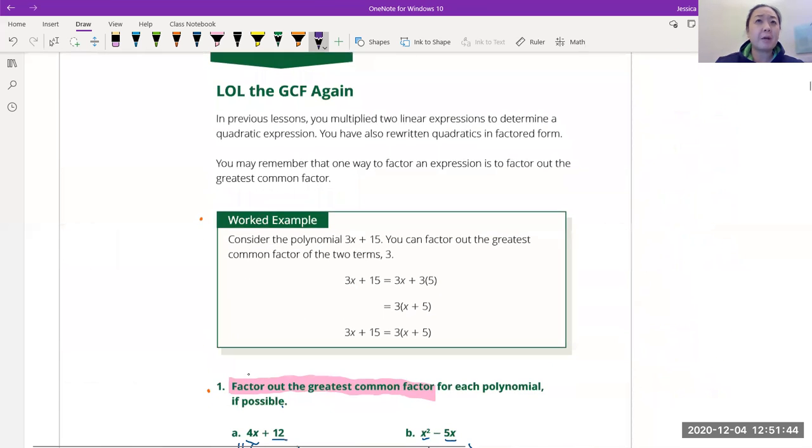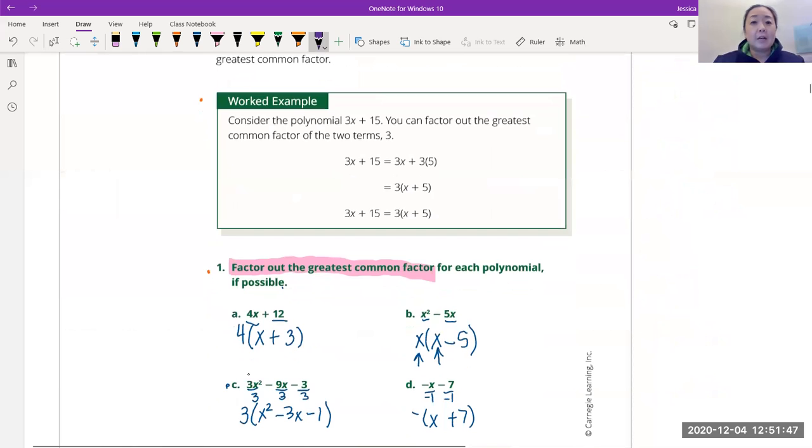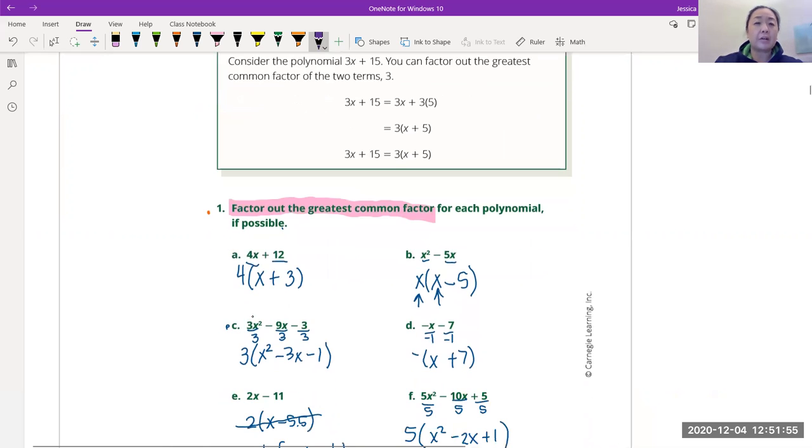Okay, so we're going to talk about the GCF. Now, what is the GCF? GCF is the greatest common factor. We have to think to ourselves, okay, in all the terms, let's say for letter A, the 4x and the 12, what factor do they have in common? And factor means we're multiplying, not adding. So we're not thinking about, oh, 8 plus 4. We're not talking about that.